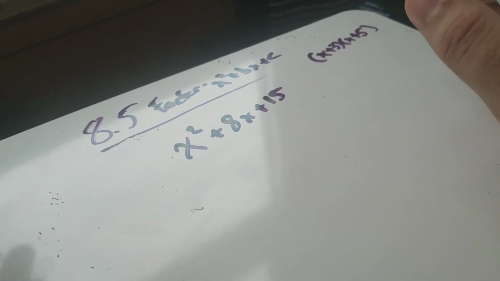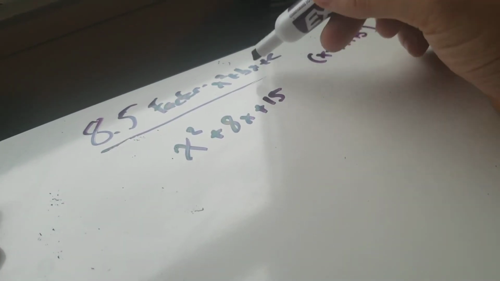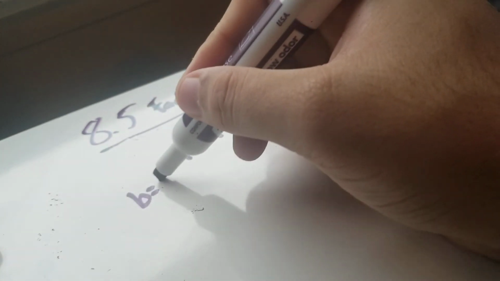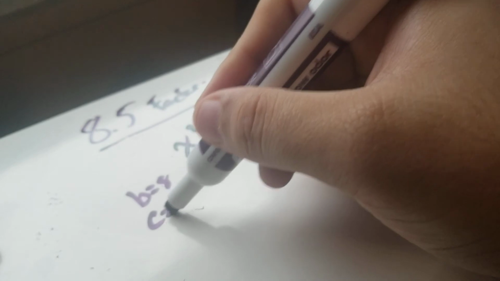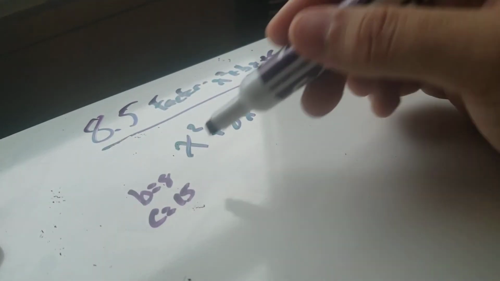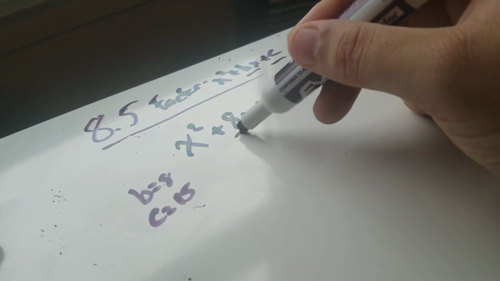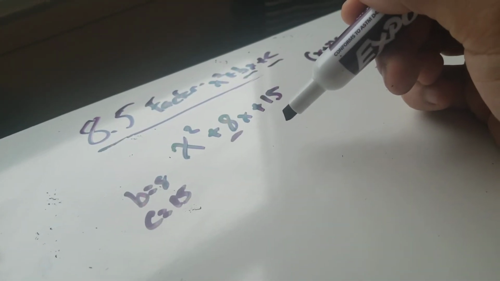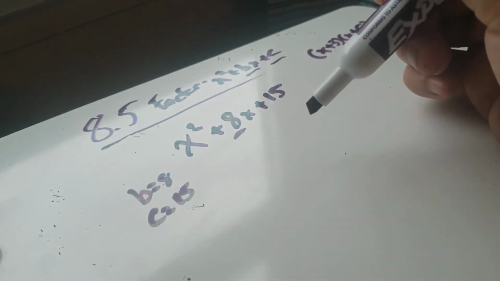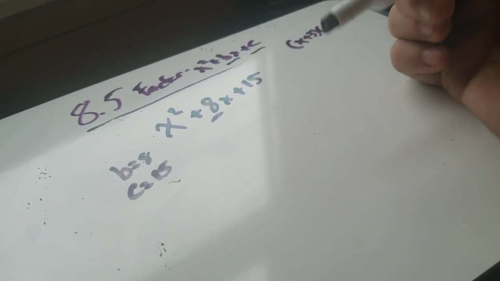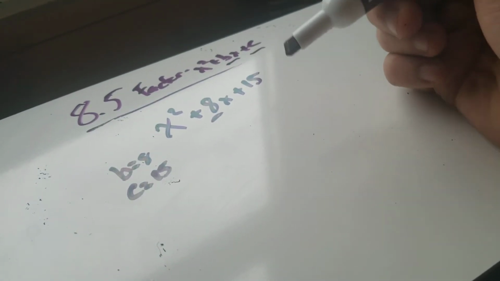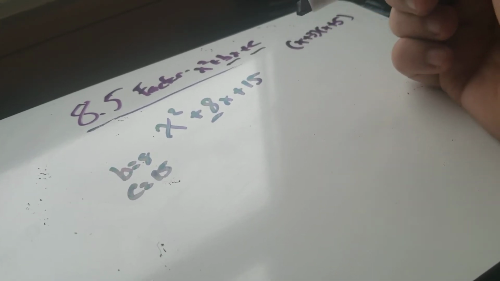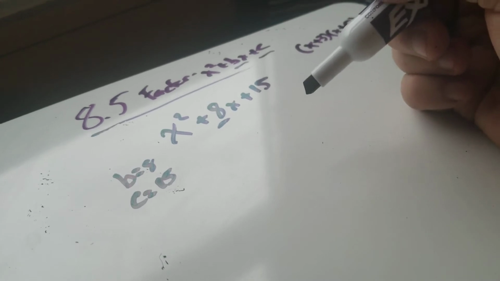So the first step is going to figure out what is my B and what is my C. So my B in this case is 8, and my C in this case is 15. Very important, it's not 8x, it's the number in front of x, so just 8, okay? So my B is 8, my C is 15. The second step, what multiplies to C that adds to B?